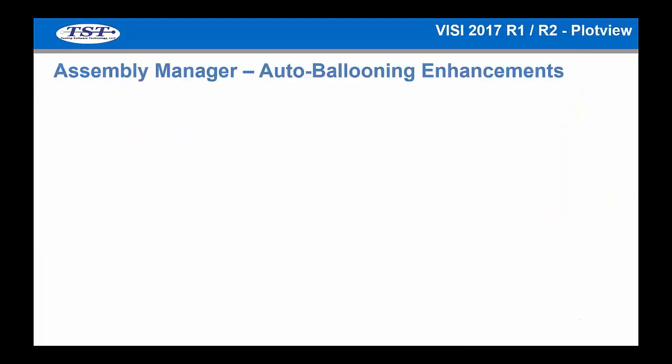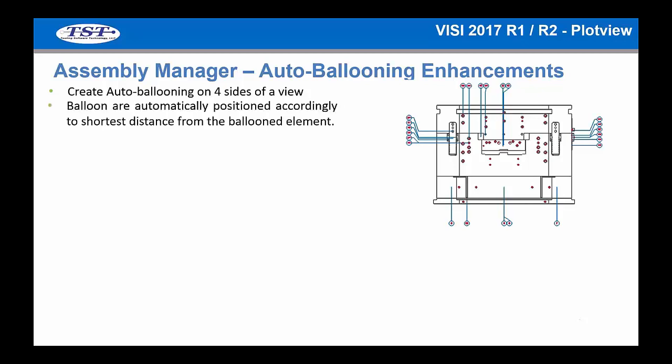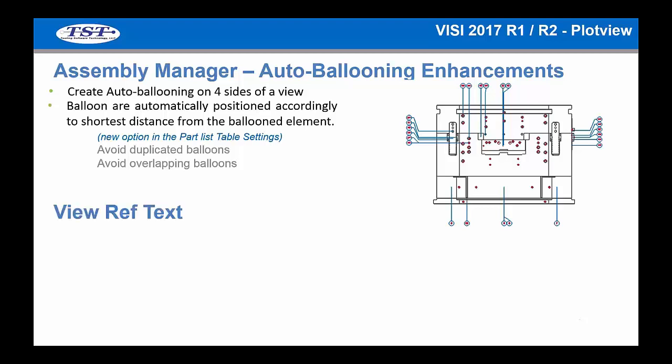Assembly Manager, some changes to the auto ballooning. The ability to create auto ballooning on 4 sides of a view. Balloons are automatically positioned according to the shortest distance from the ballooned element. So you also have some new options for this because this was added. In the parts list table settings, you'll have avoid duplicate balloons and avoid overlapping balloons. Pretty necessary with this enhancement to have those options.